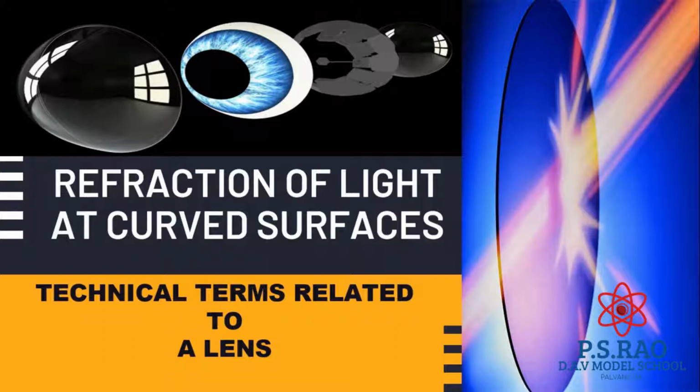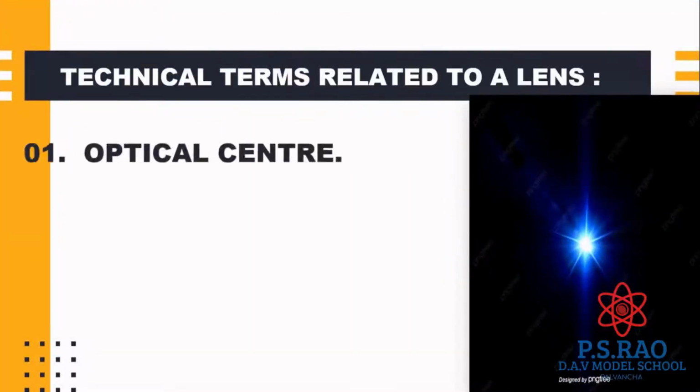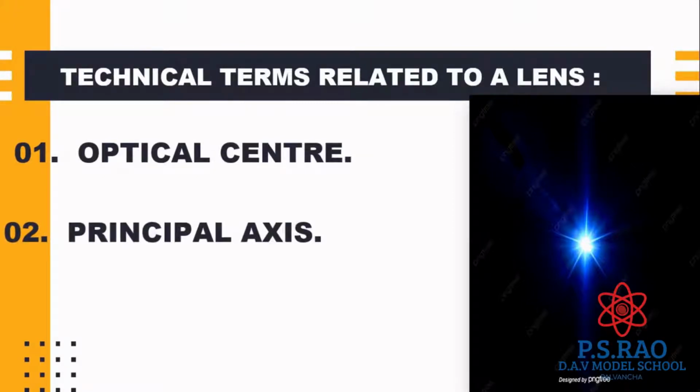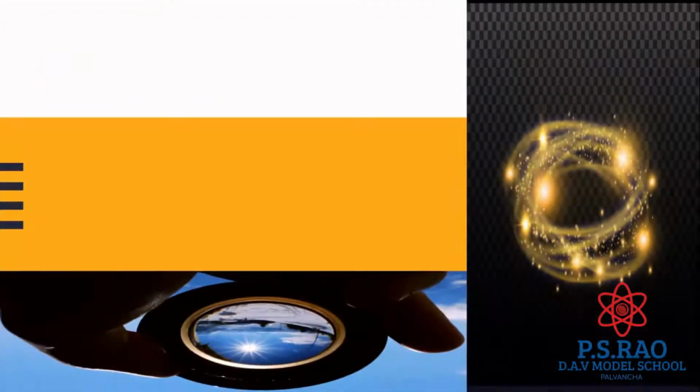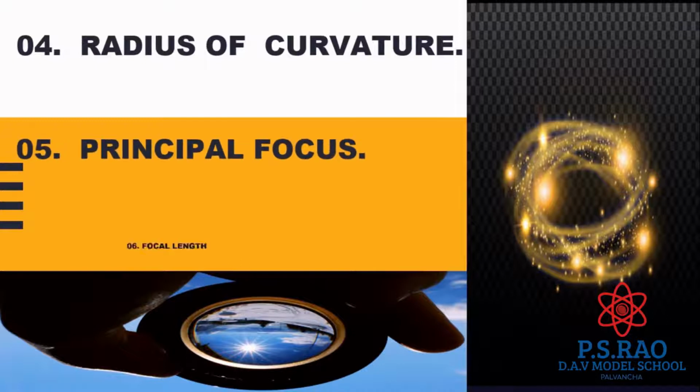Hi children, today we will discuss technical terms related to a lens from the lesson Refraction of Light at Curved Surfaces. The technical terms related to a lens are optical center, principal axis, center of curvature, radius of curvature, principal focus and focal length. What is optical center?